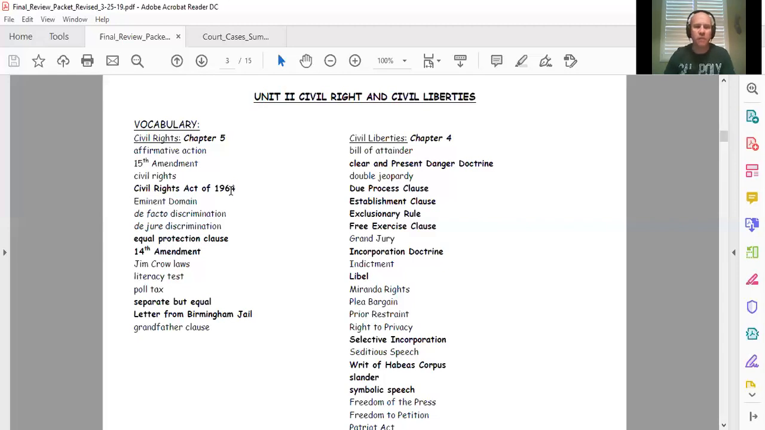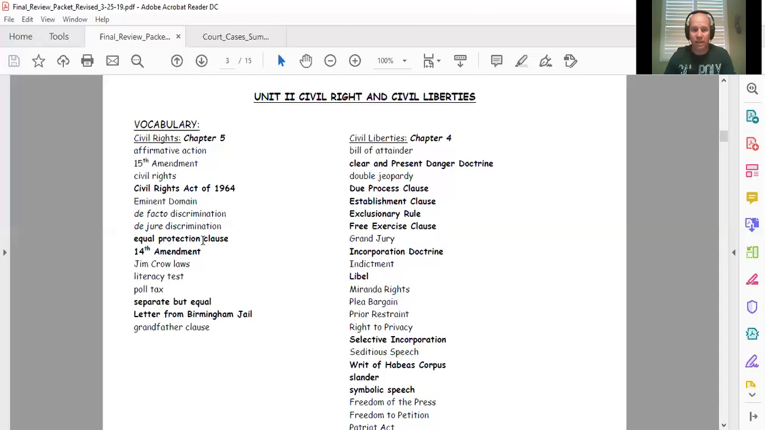Okay. Now, de facto, de jure, I doubt that'll be on there. Eminent domain, you should remember what that is. Equal Protection Clause. So if we remember this, ladies and gentlemen, the 14th Amendment says the states cannot deny somebody equal protection under the law or due process under the law. And so remember, the Equal Protection Clause is what incorporates your civil rights to the states.